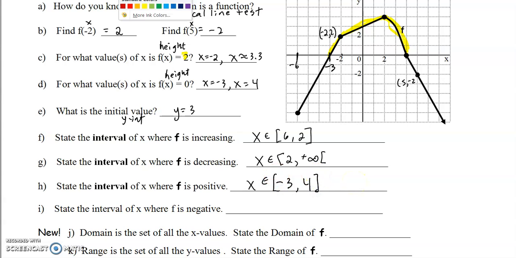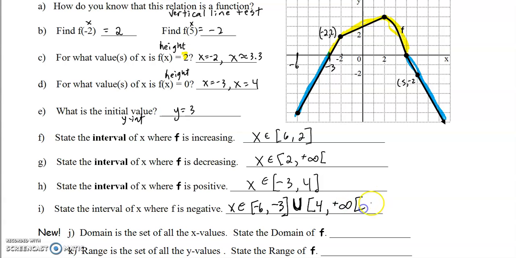Then when I ask you guys to tell me where this function is negative, that's where it's going to be below the x-axis. And so that's going to be in blue. So here's where it's negative here, and here's where it's negative here. And that's going to be the interval from x starting at -6, because that's where my function starts, until x equals -3. Union, which is basically saying we're going to connect both parts that we're talking about, from x equals 4 until x is equal to, same deal, positive infinity, like we saw before.